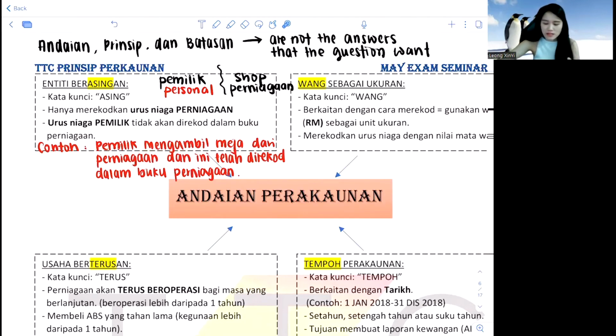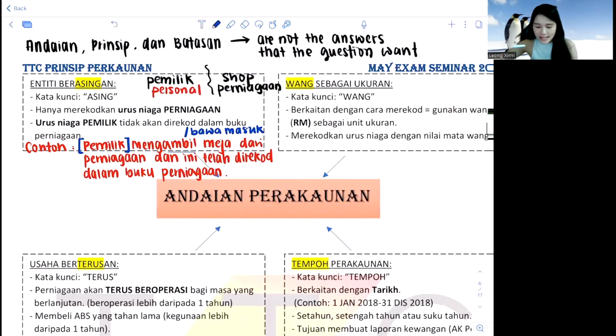And also you will notice, every time entity berasingan question, they will use the word pemilik. Because that is the only situation, and mengambil ataupun membawa masuk, that we will have entity berasingan. So you be aware of mengambil or bawa masuk. Yeah, so you see these two words. If you see them, then entity berasingan. Okay, continue to the second one.